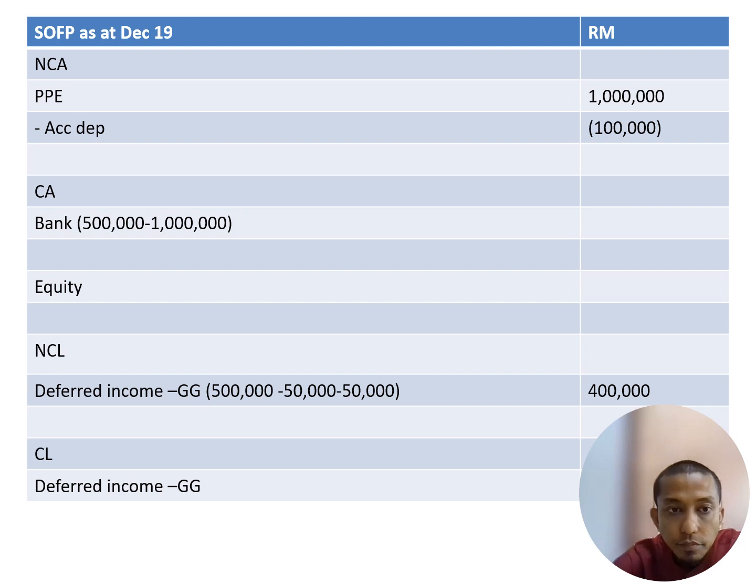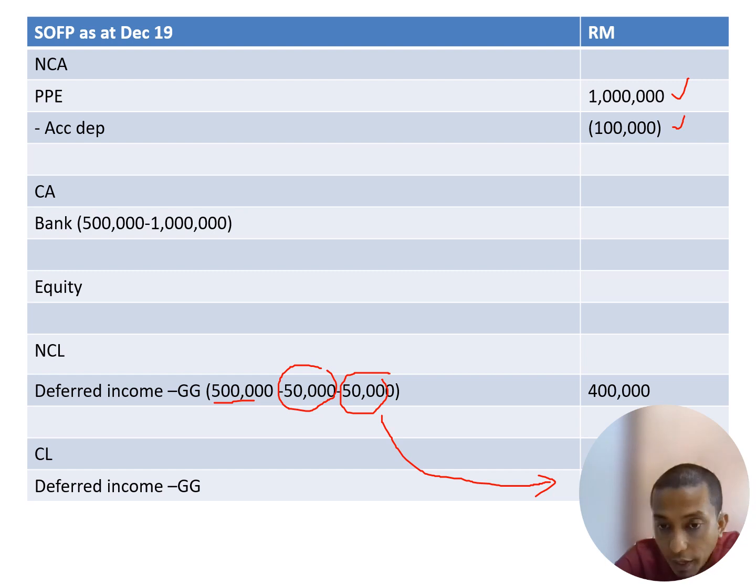In other words, this PPE is recorded at cost. Accumulated depreciation is 100,000. The total deferred income is 450,000. So by right, a total of 500,000 less 50,000 this year that you earn, less another 50,000 here, you need to put under current liability. Why? Because another 50,000 you are going to earn next year, and next year is less than 1 year. So that's why you put it under current liability.